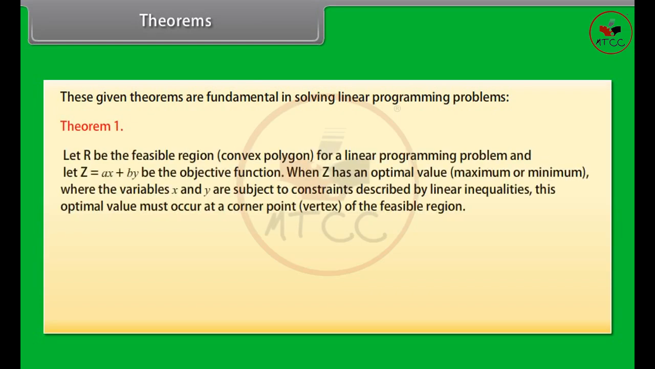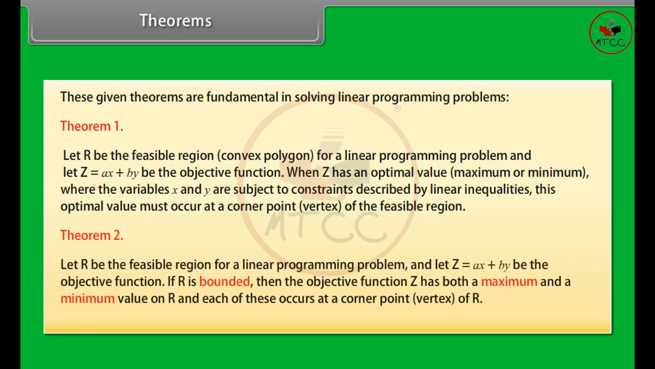Theorem 1. Let R be the feasible region, a convex polygon, for a linear programming problem, and let Z equals AX plus BY be the objective function. When Z has an optimal value, maximum or minimum, where the variables x and y are subject to constraints described by linear inequalities, this optimal value must occur at a corner point (vertex) of the feasible region.